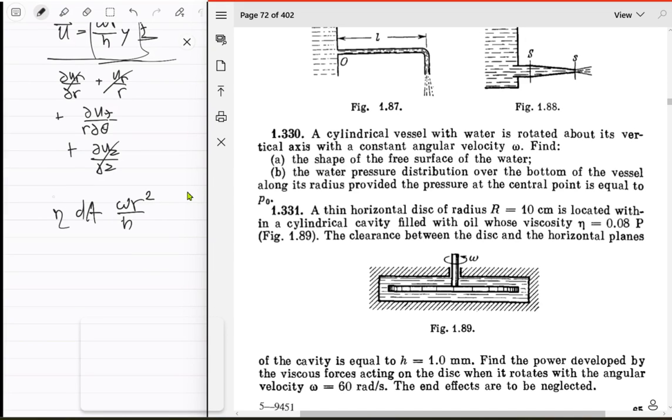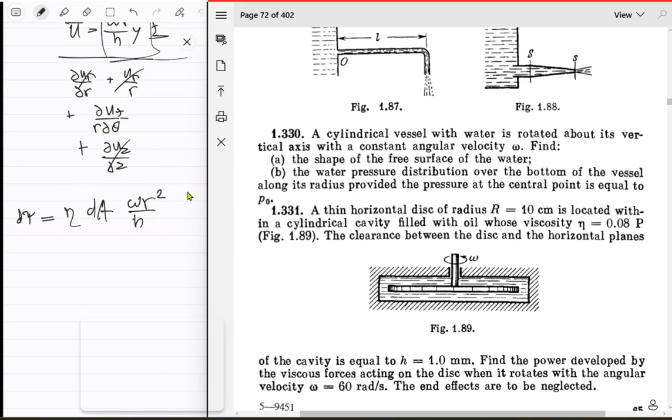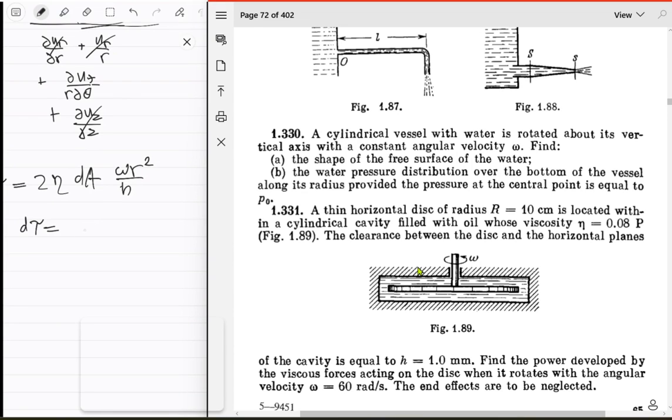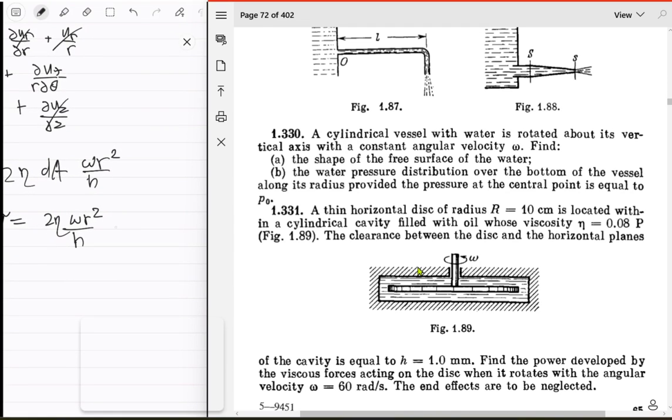Okay, so our d tau, which is our small torque because of the area, will be this thing. But that's only from one of the surfaces. You actually want it from both surfaces, right? So we'll just have 2 times this thing. So what did we get? We just got that d tau is equal to 2 eta omega r square upon h times dA. And then what is dA really? dA can be written as r dr d theta or r d theta, whatever you prefer.